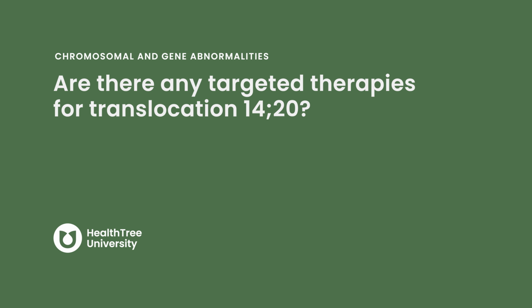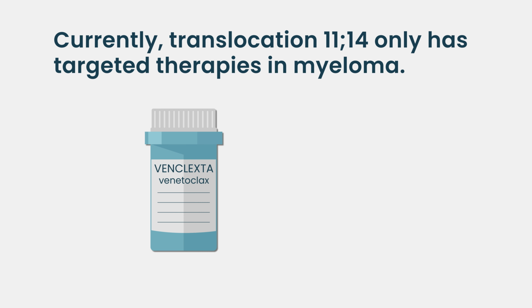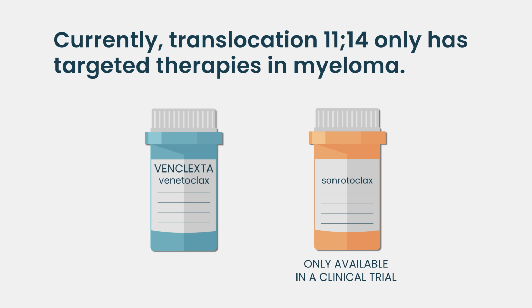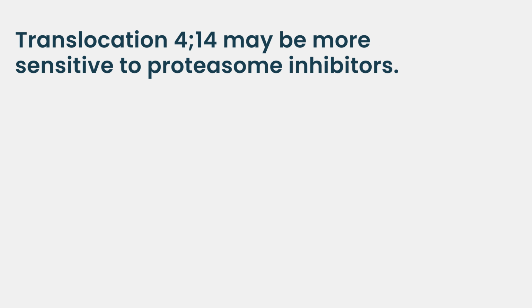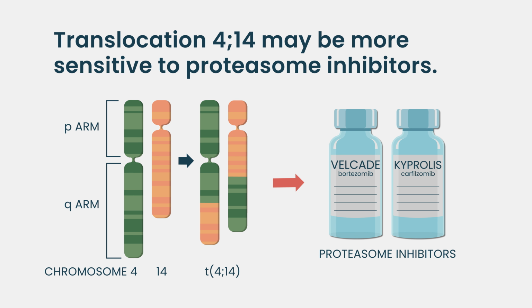Are there any targeted therapies for translocation 1420? So right now, the only targeted therapy for any translocation which has been demonstrated to have any kind of effect has been against translocation 1114, and that is with the BCL2 inhibitors, venetoclax, and new drugs being studied called sonrotoclax. Typically, we have seen that there are some translocations with chromosome 14, especially 414, that may have somewhat more of a sensitivity to proteasome inhibitors, but there hasn't been any clinical trial demonstrating a clear benefit for chromosome 14 translocations with any particular drug.